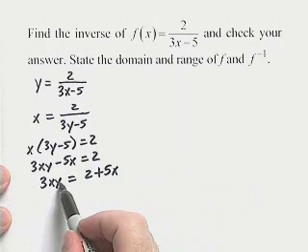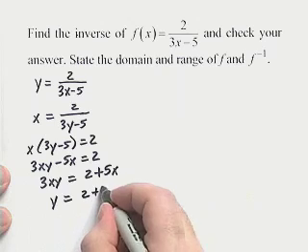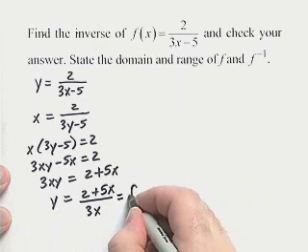We want to get the y by itself, so we're going to divide both sides by 3x. And so y is equal to (2 plus 5x) divided by 3x. And that's our inverse.